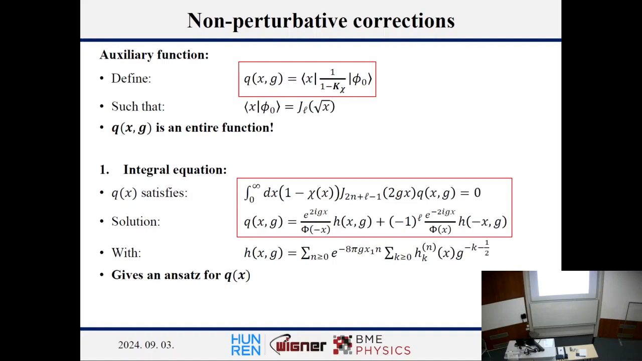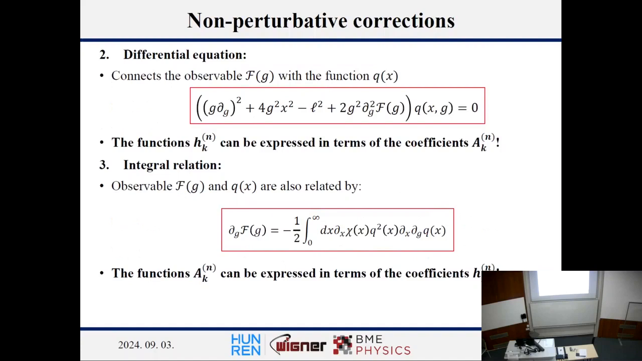This one seems a bit hard to solve, but you can just pop up a book of integral equations and you will get your solution. This contains oscillating terms and a trans-series also in these yet undetermined functions.